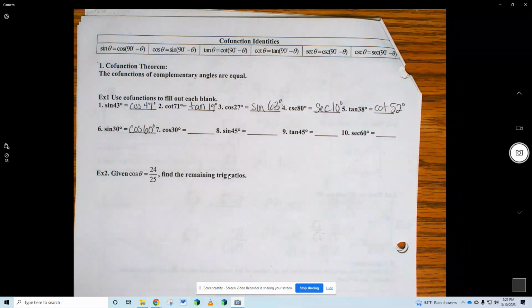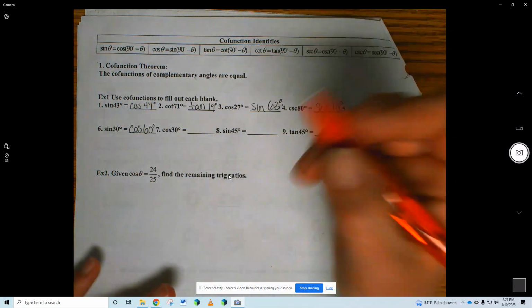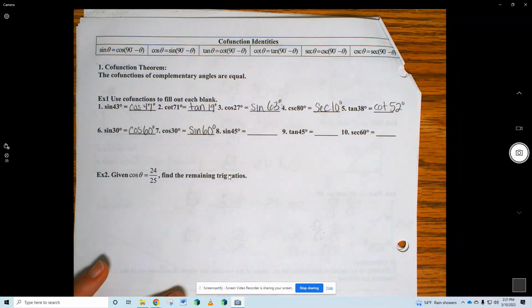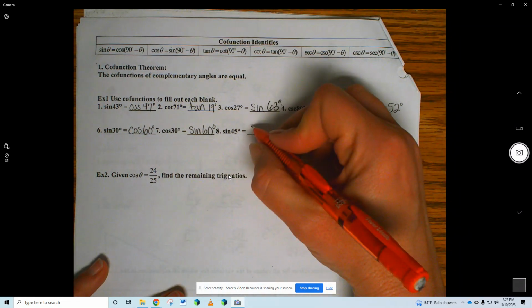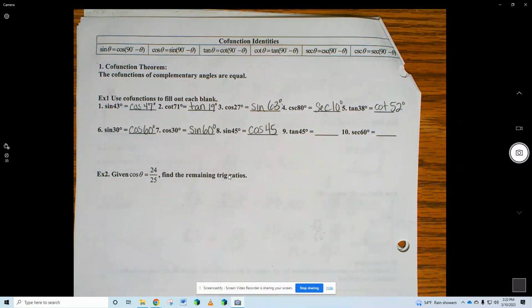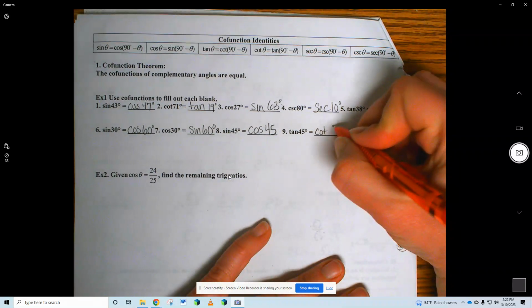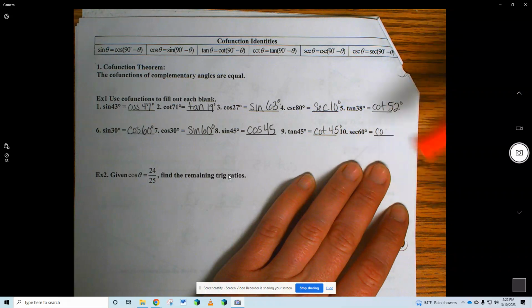Sine of 30 is cosine of 60. Cosine of 30 is sine of 60. Sine of 45 is cosine of 45. 90 minus 45. Tangent of 45 is cotangent. And secant is cosecant of 30.